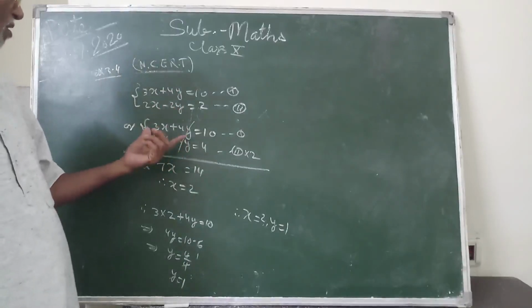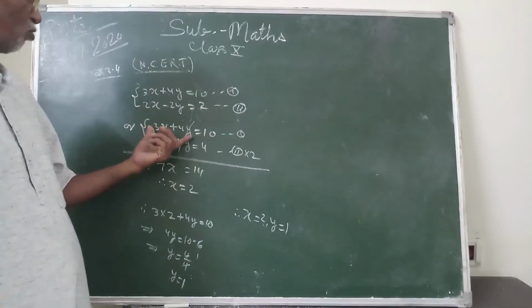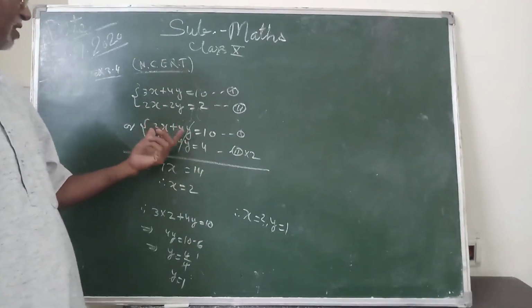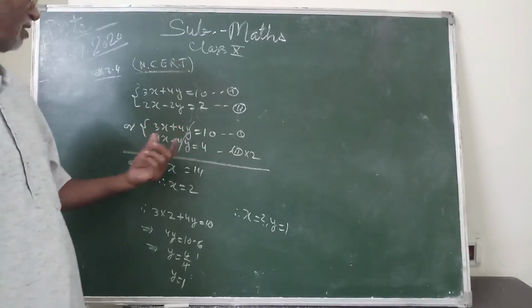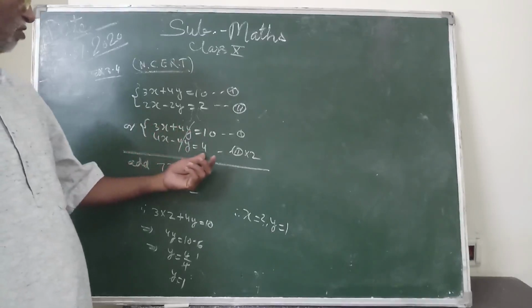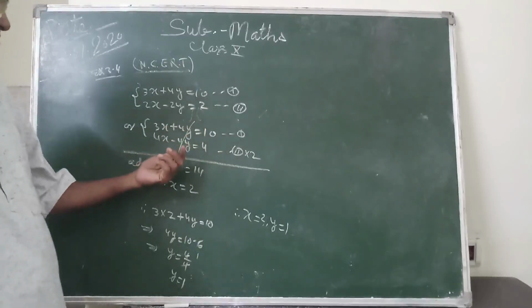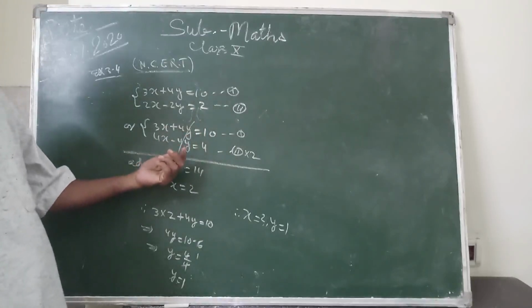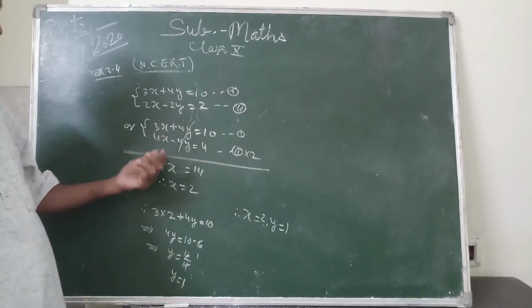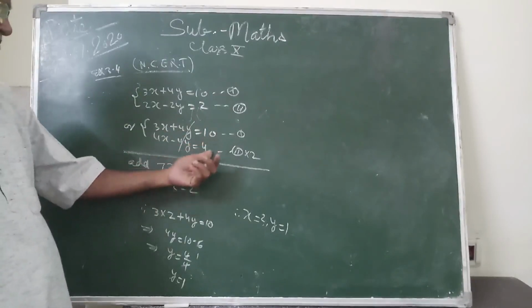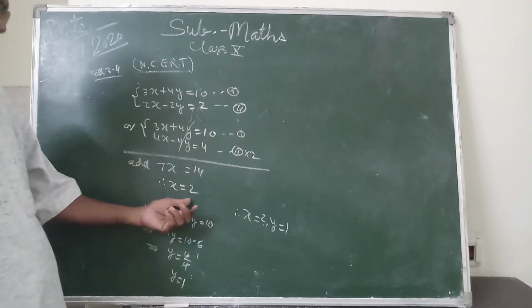So if we multiply equation 2 by 2, we get the first as 3x plus 4y is equal to 10 and 4x minus 4y is equal to 4. If we add the two equations, 4y and minus 4y will get cancelled and it becomes 3 plus 4, that is 7x is equal to 10 plus 4, that is 14, therefore x comes 2.